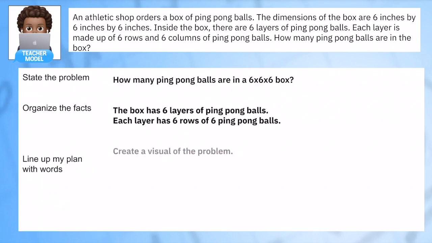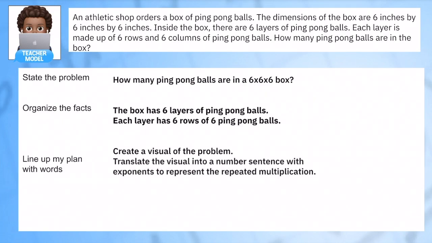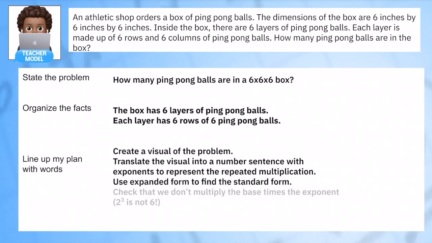That's okay. Here's our plan. We're going to create a visual for this problem. We're going to try and see what's happening with each layer and chunk this down. Then we're going to translate the visual into a number sentence with exponents to show the repeated multiplication. We're going to expand this out to find the standard form number. And then we're going to check that we don't multiply the base times the exponent.